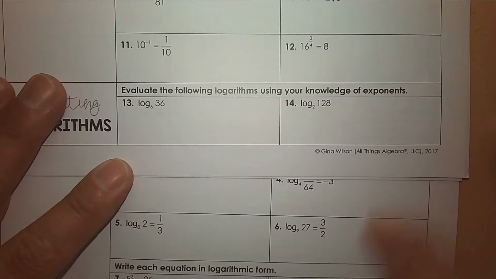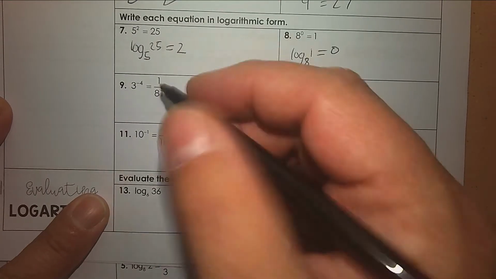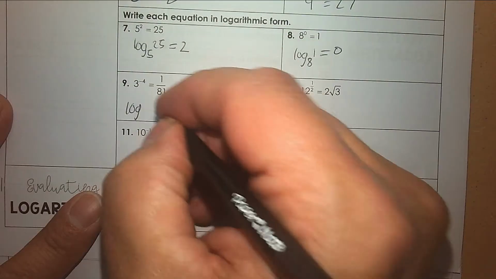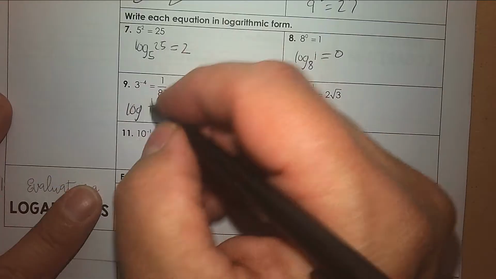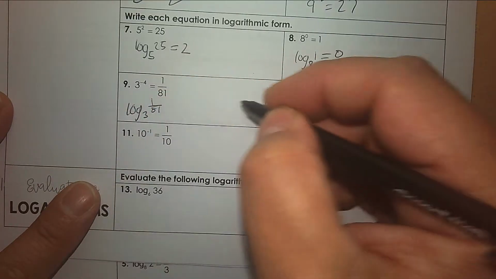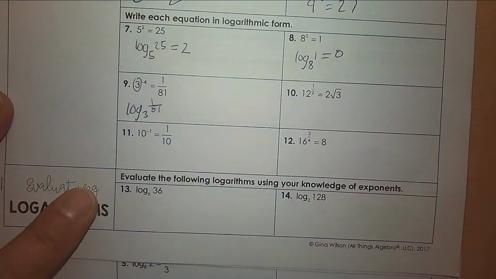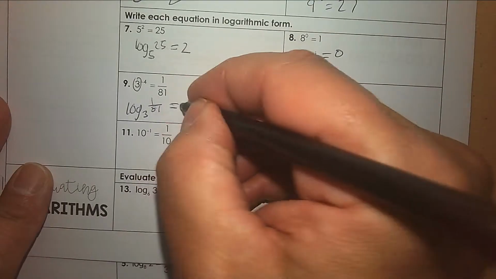Genesis, write number 9 as a logarithm. Log 1 over 81, yep. Base? Base 3. See, notice the bases match, right? That's the least confusing part. Is equal to? Perfect. Keep practicing.